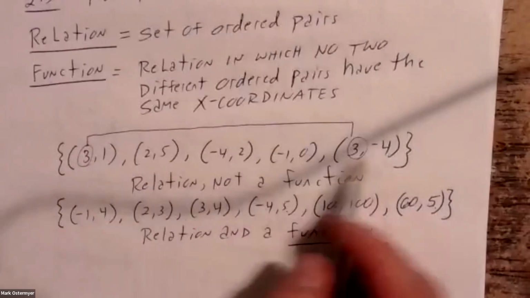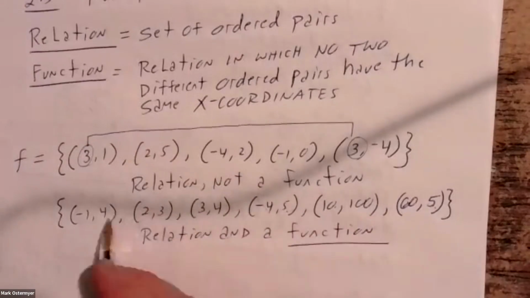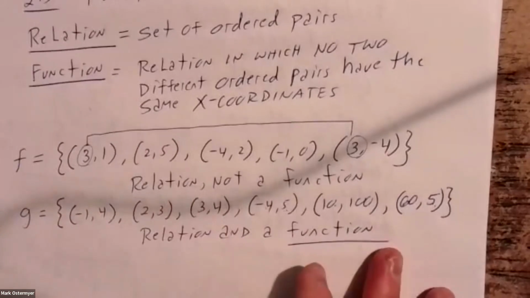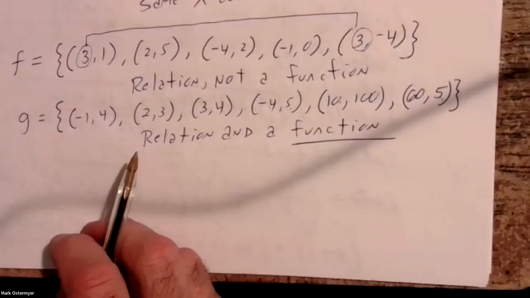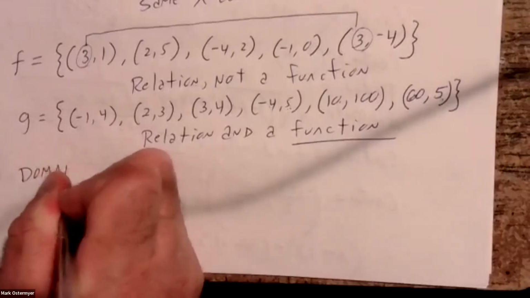I'm going to call this relation here relation f. I'm going to call this function g. Now there are two very important sets that we often concern ourselves with when working with relations or functions in mathematics. The first set is called the domain.